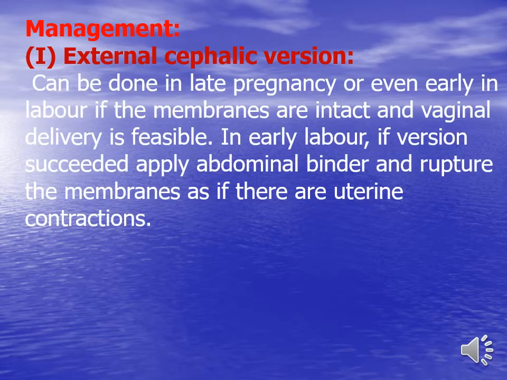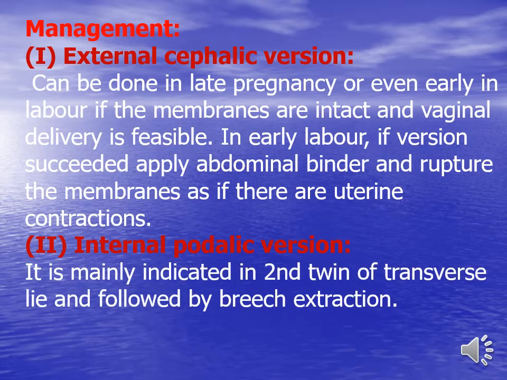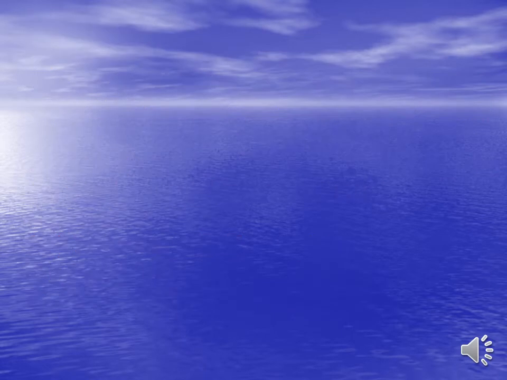The external cephalic version can be done in late pregnancy or even early in labor if the membranes are intact and vaginal delivery is feasible. In early labor, if version succeeds, apply an abdominal binder and rupture the membranes as the uterine contractions proceed. Internal podalic version is indicated in the second twin of transverse lie, followed by breech extraction.